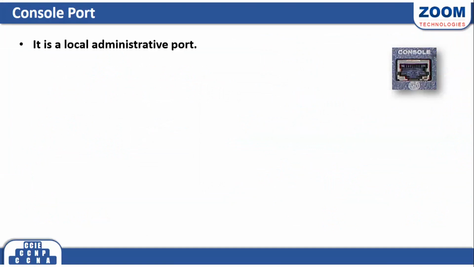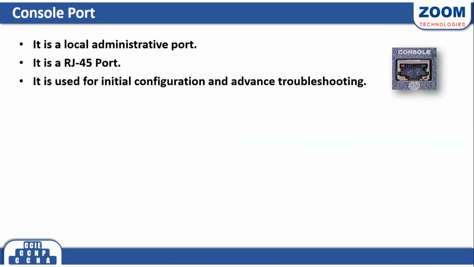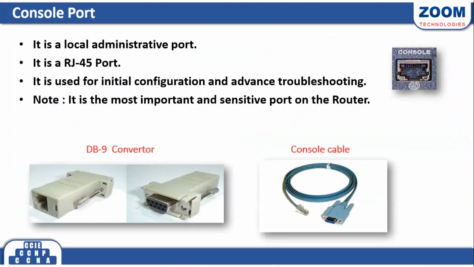The console port is a local administrative port, RJ45 type. It is used for initial configuration and advanced troubleshooting. It is the most important and sensitive port of the router. Most important port means complete router management is done through the console port only.